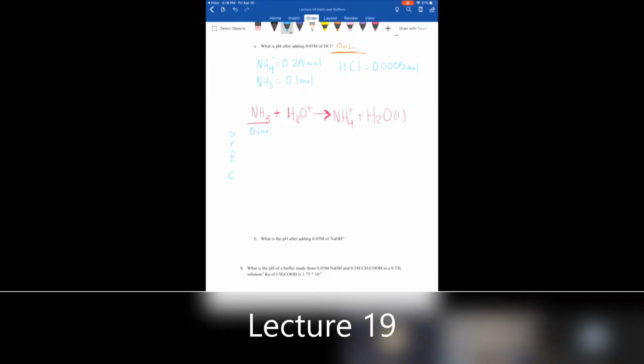Yeah. So the 0.0005. You can use H3O plus, or you can also just use H plus, because you know that the Cl minus isn't going to do anything. If you just want to use H plus, that also works, whatever your preference is. And then your NH4 concentration is 0.25 moles, and then H2O doesn't.